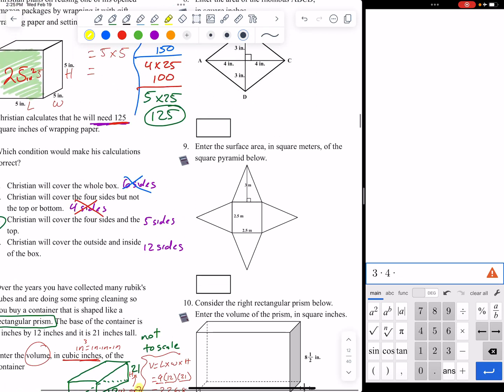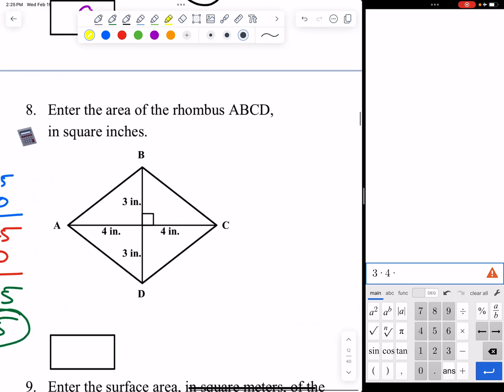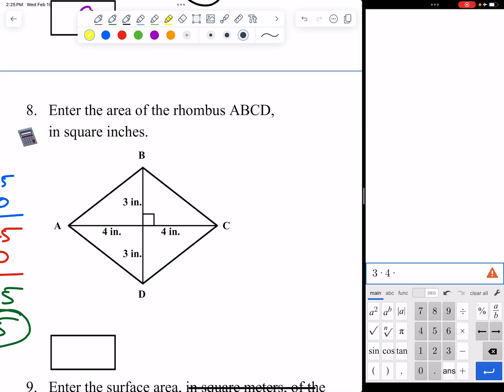All right. Next one. Enter the area of a rhombus. Oh my God. Really? A rhombus? Like, I don't remember what a rhombus is. That's one of those shapes, guys, that you'll have throughout middle school, high school, and you're just like, yeah. Okay, it's not one of the easier ones.